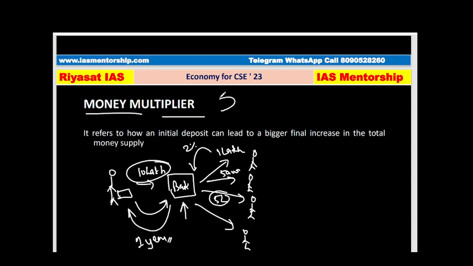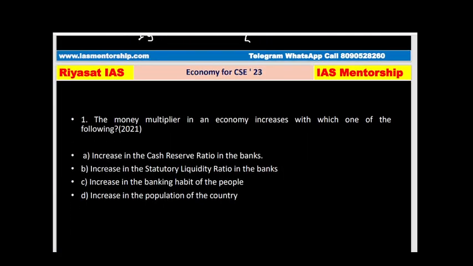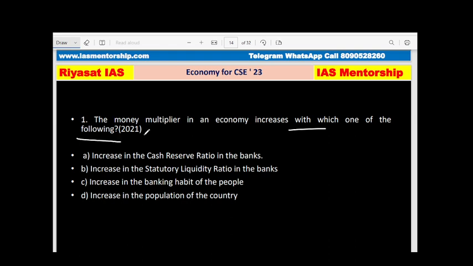So the money is getting multiplied here. This is the whole scenario of how a bank works. Clear? Let's see what the question is. The money multiplier in an economy increases with which one of the following? This is also a 2021 question. Increase in the CRR, increase in the SLR, increase in banking habit of the people, increase in population of the country. When will the money multiplier increase?